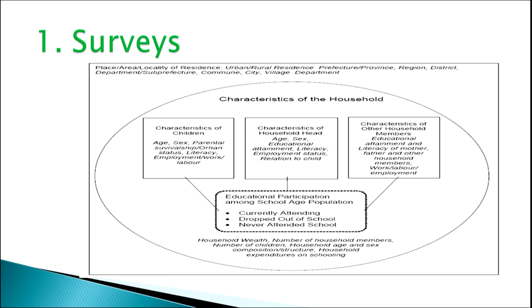The first, the most commonly used technique, we call it as surveys. Surveys, as you know, provide vital information on the issue of schooling when we talk about characteristics of the household. The characteristics of the household head: his or her age, sex, educational attainment, literacy, their employment status, and relation to the child. And similarly, educational participation among school age population, here we can have three categories: currently attending children, then dropout children, children who dropped out of the school at household level, and also even at household level, we can get children's information who never attended school.